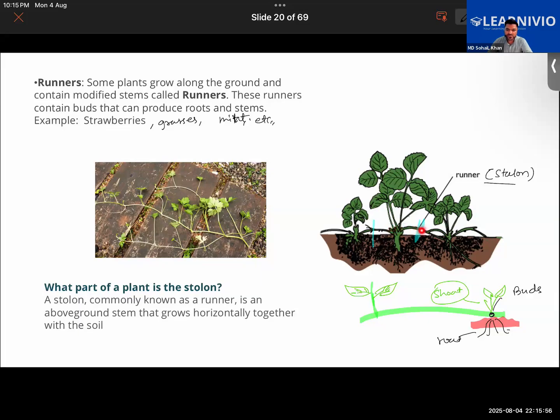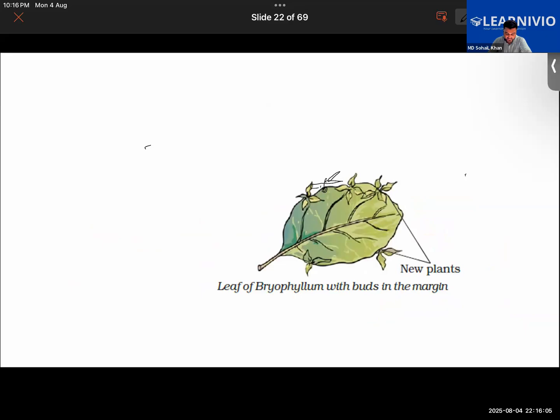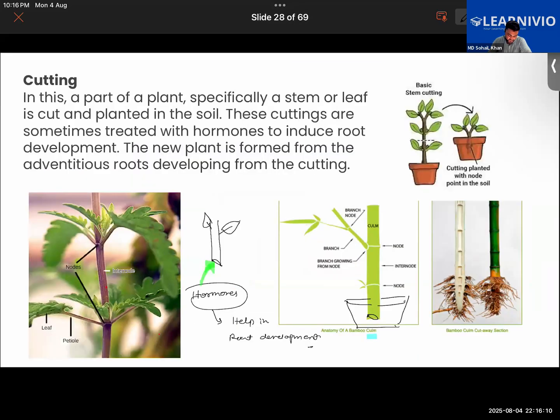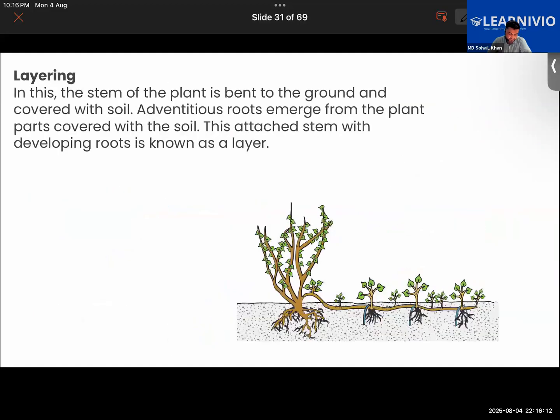Here, these horizontal stems are growing close to the ground on their own. They have not been bent by humans. But in this case, the stems are bent close to the ground. Look over here, the stems are being artificially modified with the help of these hooks. You can see the hooks over here, right? With the help of the hooks, we have forcefully bent these stems and made them grow close to the ground.